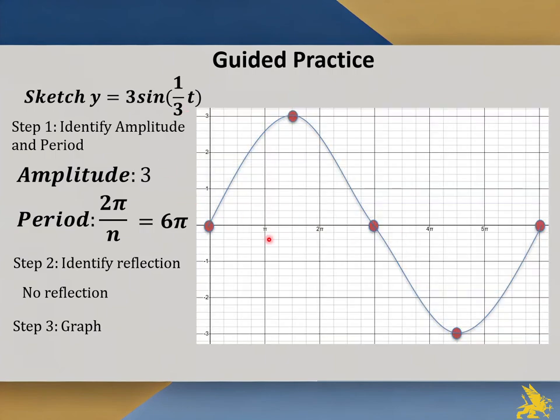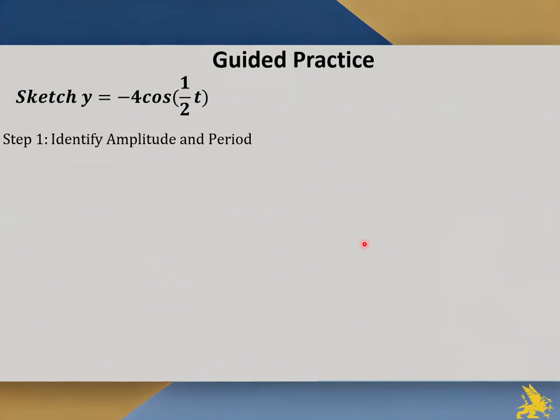I find my points. Now, because I know the period is 6 pi and a sine will always start at the origin, that means I can just go, well, what's the halfway point? Which will be 3 pi. What's the halfway point of 3 pi? 3 pi over 2. And what's the halfway point here? Which is just 3 pi plus 1.5 pi, which is 4.5 pi. So be mindful, it's the same thing every single time.